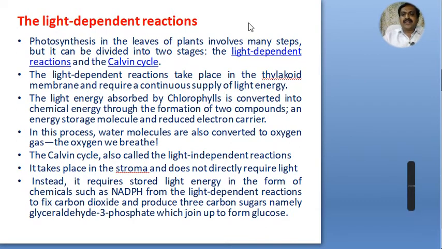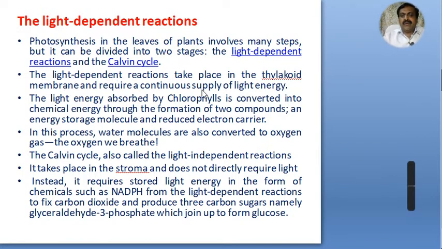So photosynthesis in the leaves of the plants involves many steps. That is, it can be divided into two stages, as I told earlier: the light reaction, and the light independent reaction, the dark reaction. Why is this dark reaction called the Calvin cycle? This is because the different reactions of the dark reaction take place in a cyclic form, and that was first discovered by Melvin Calvin. Hence, the dark reaction is also called the Calvin cycle.